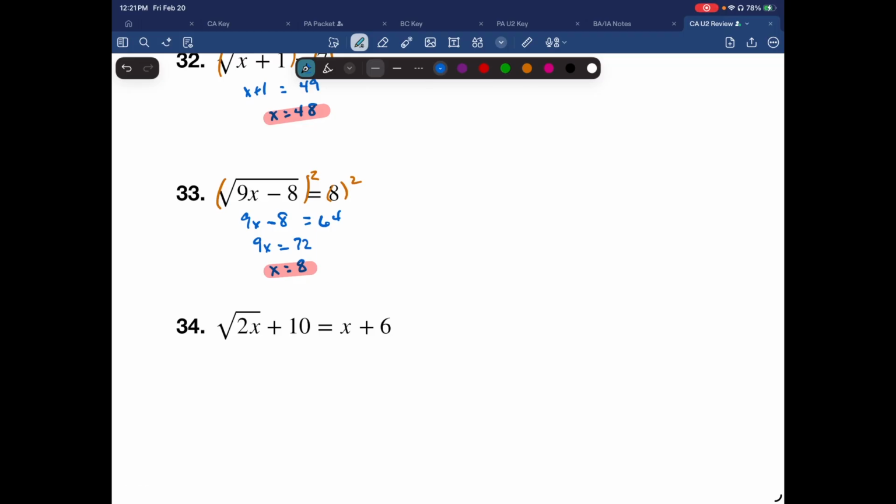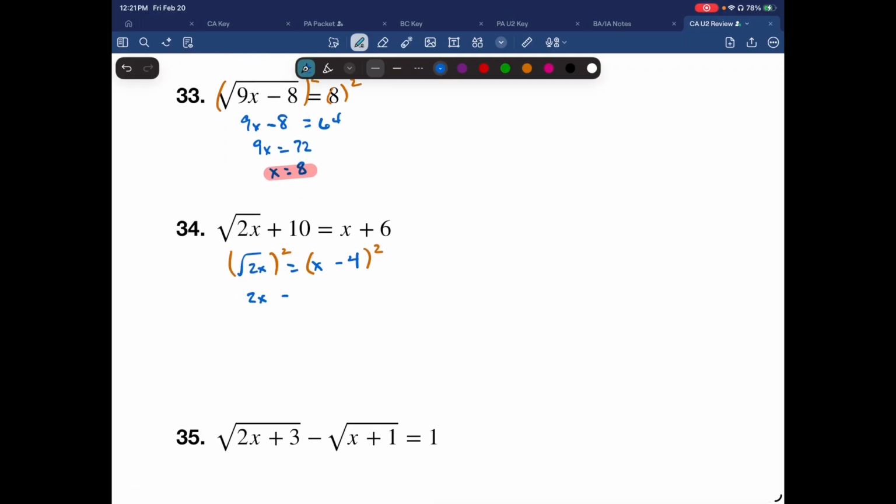34 is a little more complicated. We have to move the 10 first. So that's going to be square root of 2x equals x. When you subtract 10, 6 minus 10 is minus 4. Now I'm going to square both sides. But the right side is a binomial, so I'm going to have to square that. This is going to give me 2x equals x squared minus 8x plus 16. I'm going to move the 2x to the other side. So it's going to be 0 equals x squared minus 10x plus 16. And now I factor that. The last sign is positive, so both signs are the same as the middle one. That's minus and minus. What times what is 16 and adds to 10? That's going to be 2 and 8.